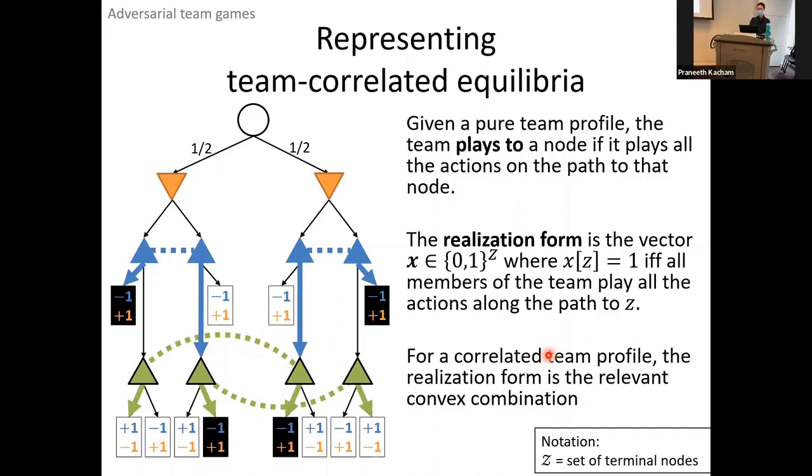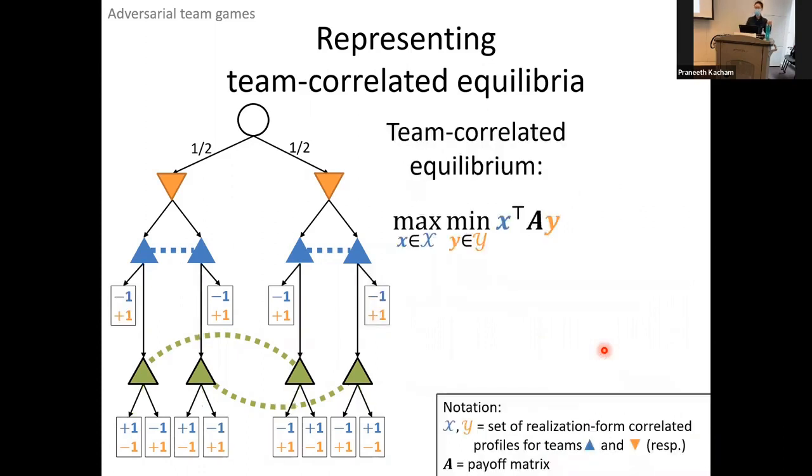Great. Given this representation, Z is the set of terminal nodes. I have it here. Okay, so given this representation, I can write down a team correlated equilibrium like this. It is a max-min problem where X is the set of realization form correlated profiles for blue and green, and Y is the set of correlated profiles for orange. And A is a payoff matrix. I won't get into the structure of that payoff matrix in this talk, but suffice to say it exists. So we have a bilinear saddle point problem.